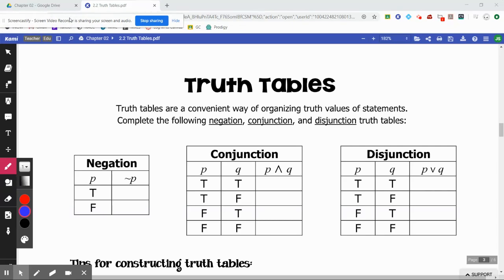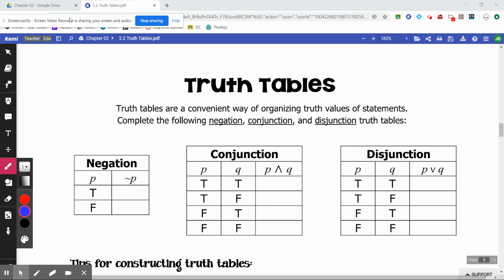Okay, now we're going to be talking about truth tables. Now, this follows so closely along with what we just finished, talking about statements and whether a statement is true and false, and conjunctions and disjunctions. This is just a way of organizing the different scenarios that could happen. Okay, and now we're going to talk about how a truth table is set up.